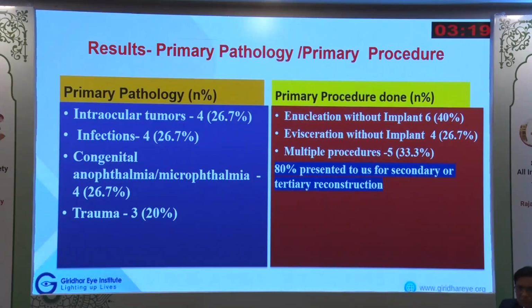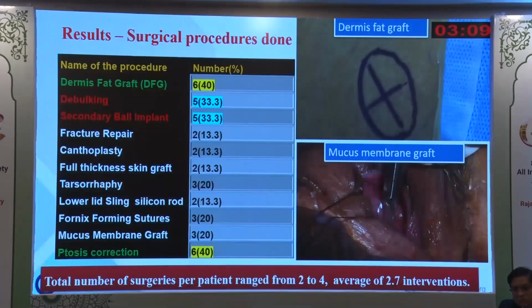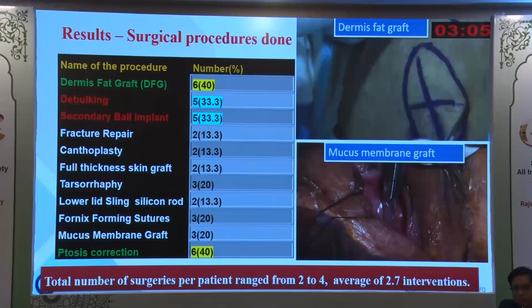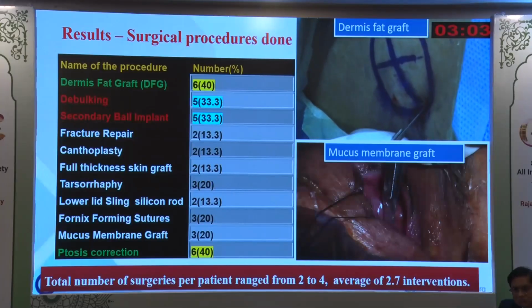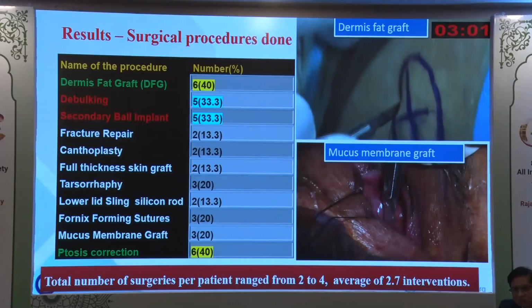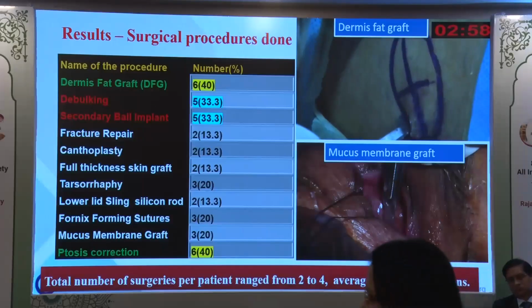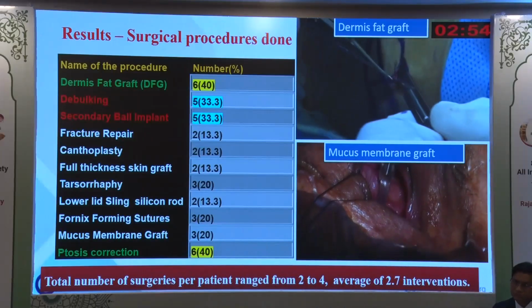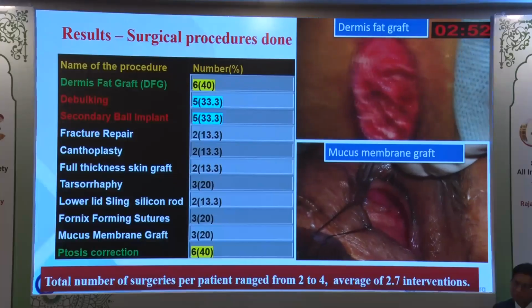On comparing the primary pathology, 26.7% had intraocular tumors. 40% had enucleation without implant. Surprisingly, 80% of patients presented to us for secondary or tertiary reconstruction. On analyzing the surgical procedures, the most common procedure done was dermis fat graft for volume replacement, followed by debulking and secondary ball implant. Ptosis correction was done in 40% of cases. Total number of surgeries per patient ranged from 2 to 4 with an average of 2.7 interventions.